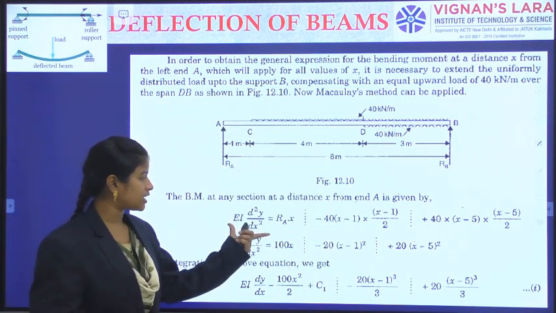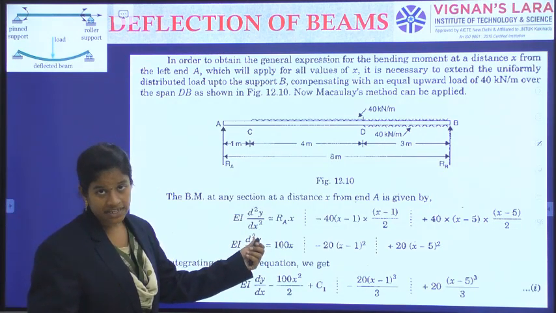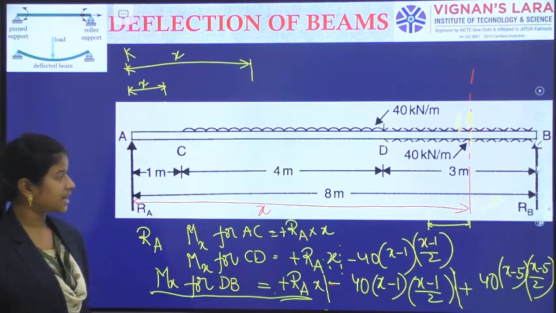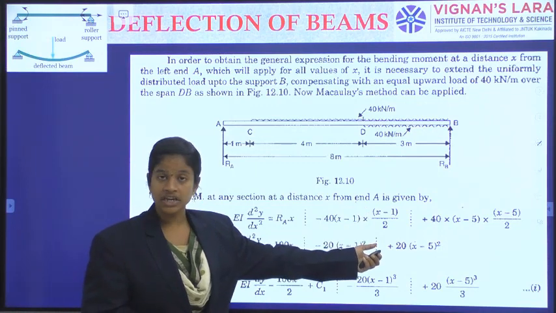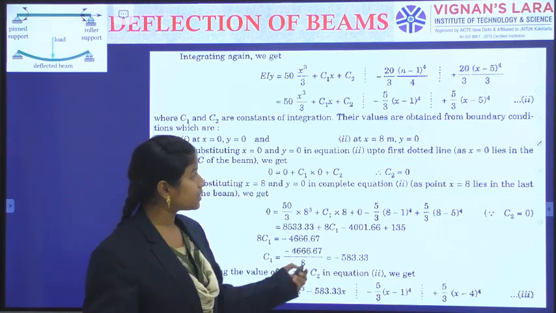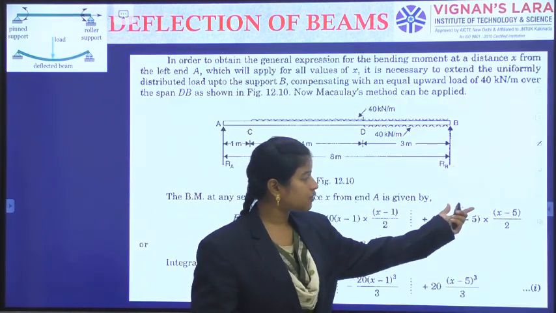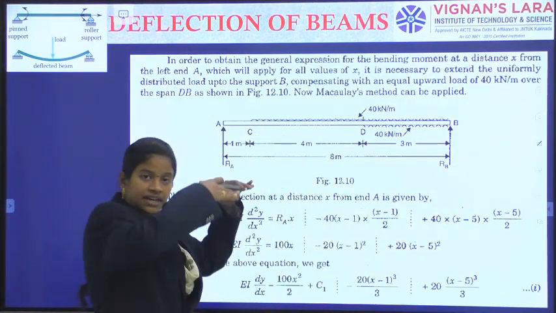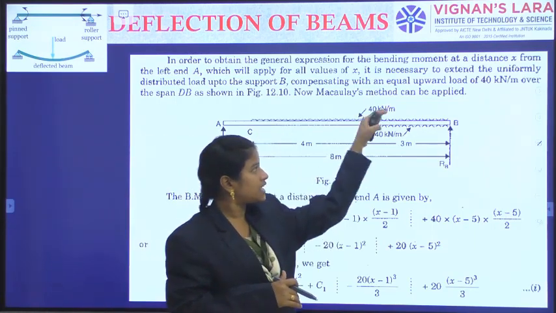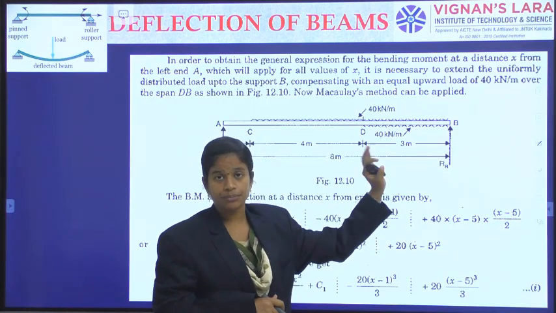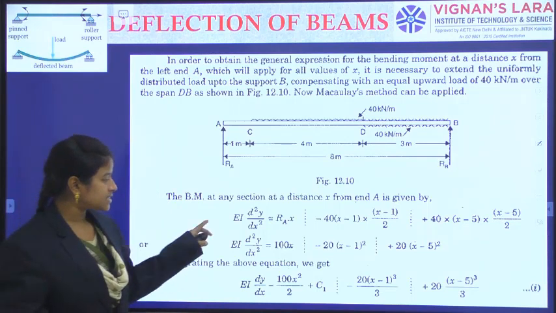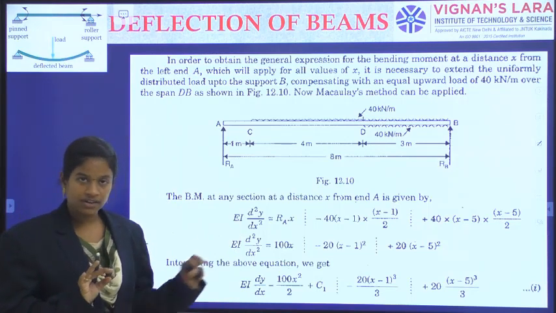So, EI d square y by dx square, the bending moment at a section, is equal to RA into x, what we have got just now. And then minus 40 into x minus 1 into x minus 1 by 2. Again for the next span, plus 40 into x minus 5 into x minus 5 by 2. Why is it plus? Initially that was a downward load, causing the negative movement. But this one is an upward load and causes the positive movement. And with this, just a simple multiplication and substitution I have done.